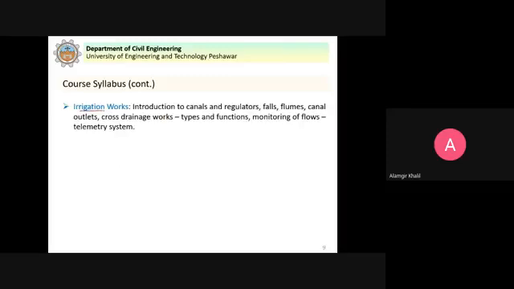We will study about different irrigation works. Here we have introduction to canal and regulators, how we regulate the flow into the canals, canal head regulators. We have different falls. As I said that if the natural topography is such that there is a fall in the slope, so at this point we have to provide what is known as canal falls.